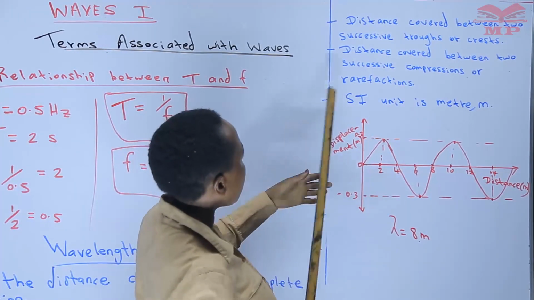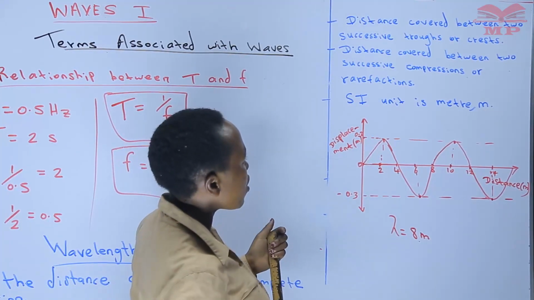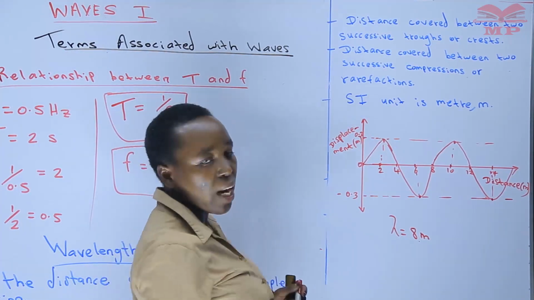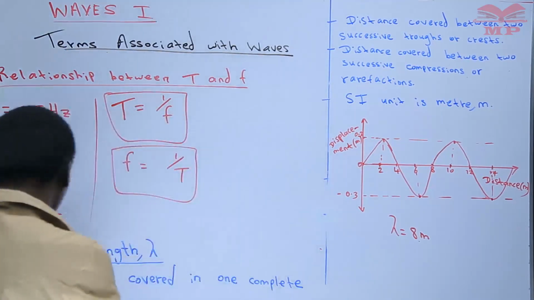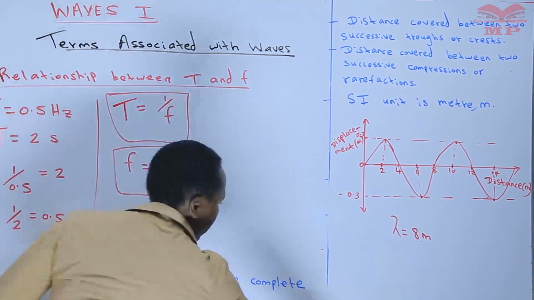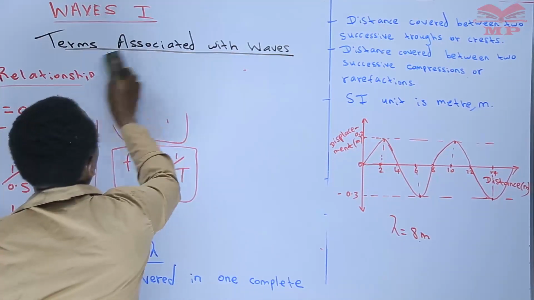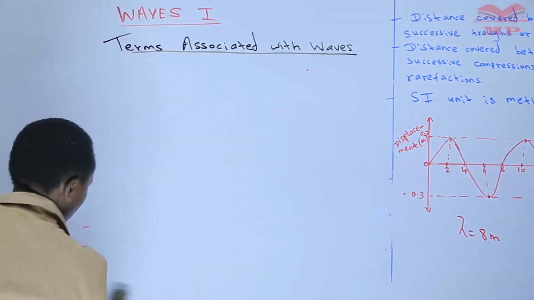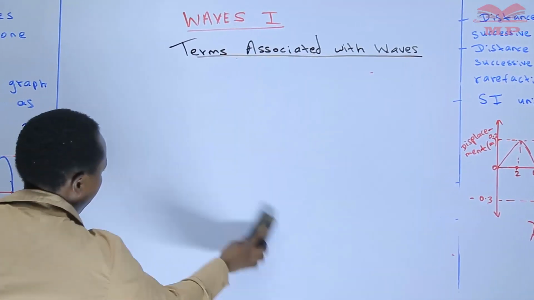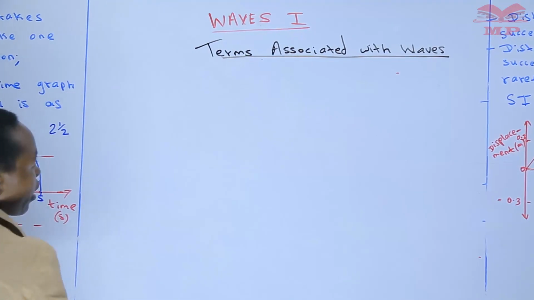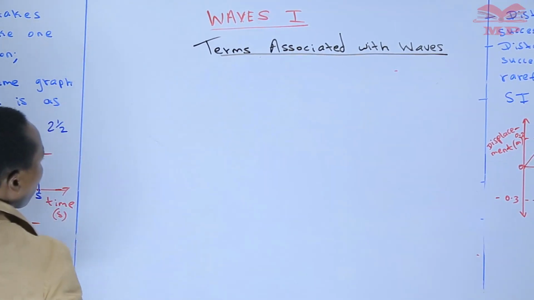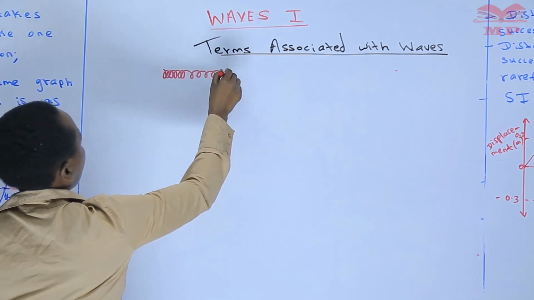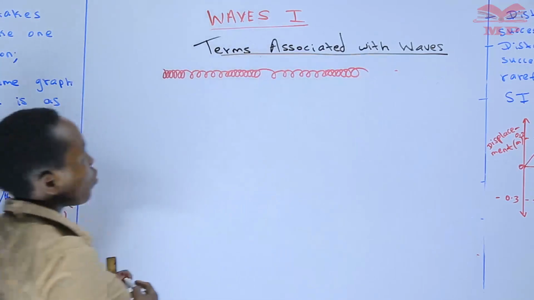Again, we are saying that it is the distance covered between two successive compressions or rarefactions. That is for a case of a longitudinal wave. And I can explain this way. If we have a longitudinal wave, we say that it has sections of compression alternating with rarefaction. So we can have a longitudinal wave. So we can have it this way. So this is what we are talking about.